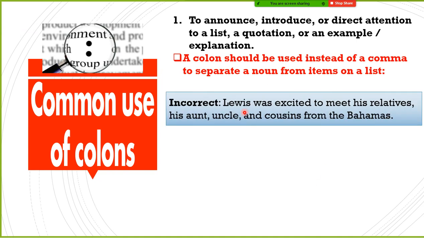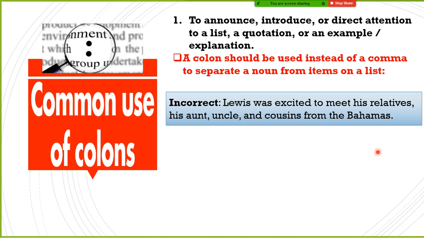Look at this example. Louis was excited to meet his relatives, his aunt, uncle, and cousin from the Bahamas. Now, what did you get from this sentence? What did you understand? Someone tell me. That Louis, his relative, after it should be he was excited to meet colon. Whom? No, take the sentence as it is without correcting it.